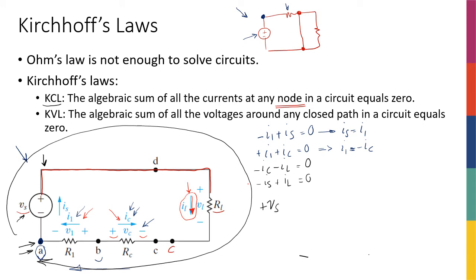Then I'm going to move all the way to RL, and I'm going to see that the potential is going down based on these polarities that are defined on VL. I'm going from a positive to a negative, so potential is going down by VL. So I'm going to write minus VL. Similarly, when I get to RC, I'm going to write plus VC and then minus V1. And then I'm back at node A, so this is all going to be equal to 0.